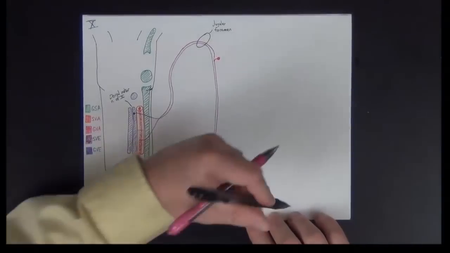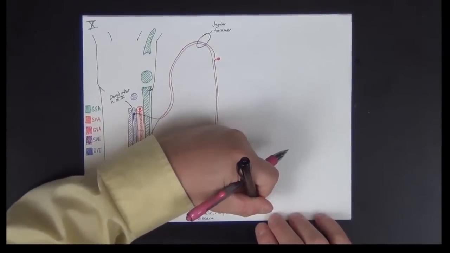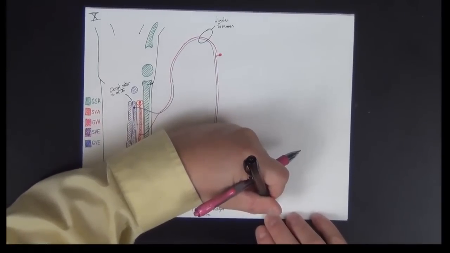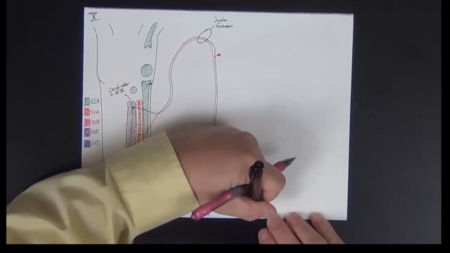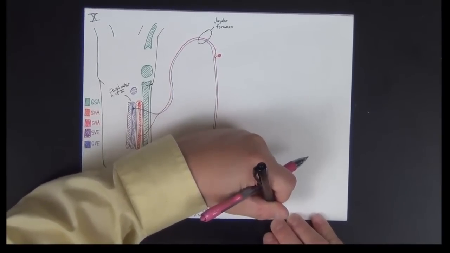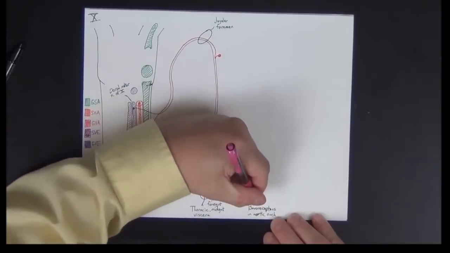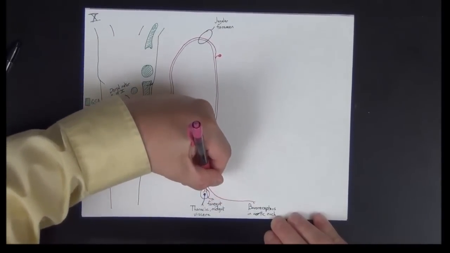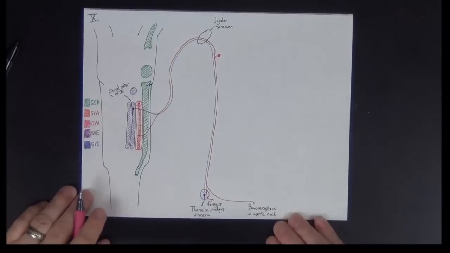There are also some little pressure receptors in the arch of the aorta, so we'll just draw those in too. There's baroreceptors in the aortic arch, and those are also GVA, and travel back with the vagus accordingly, right there.